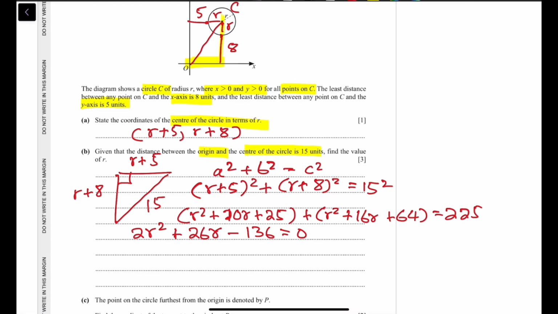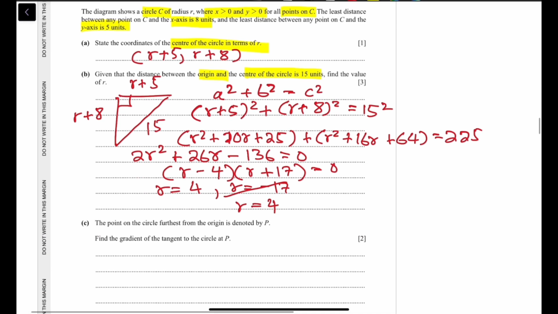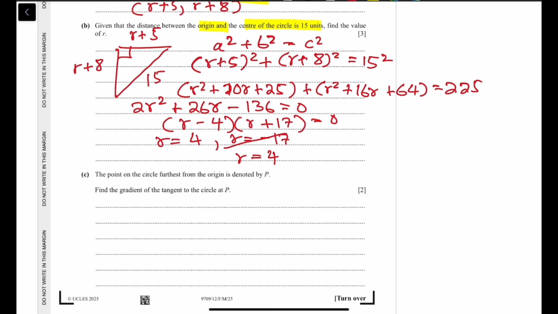So then what we can do is, using our calculators, we can solve the quadratic, and we get r minus 4 times r plus 17 equals 0. In other words, r equals 4 or r equals negative 17. We know for a fact that r does not equal negative 17 because distances can't be negative, they're scalar, so r must equal 4. Then it says the point on the circle furthest from the origin is denoted by P.